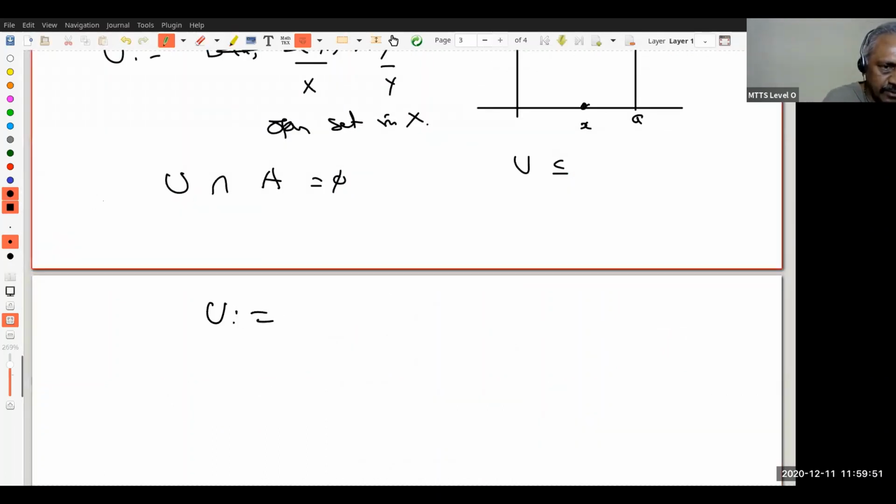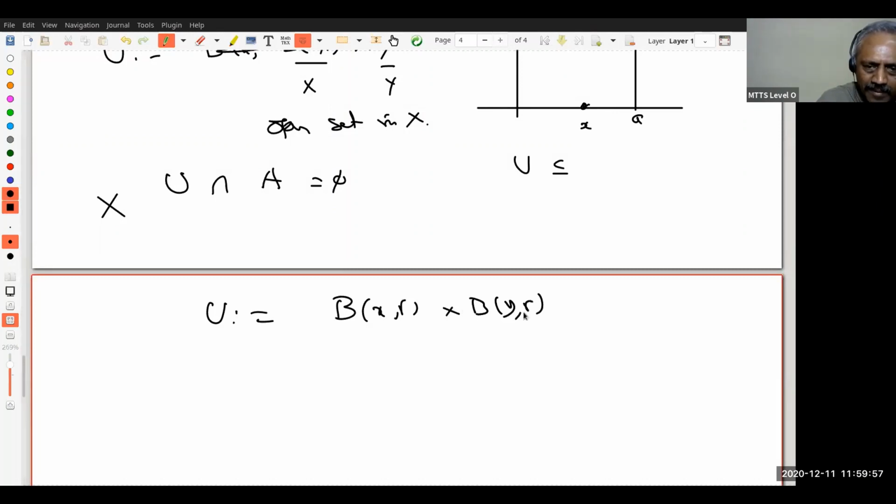So forget this, take U to be B(x, r) cross B(y, r) itself. Then we know this is nothing other than B((x, y), r). We have seen it in our product metric. Now again and again you can see why we spent a lot of time, one full hour, to understand open balls in our examples. You can see it pays dividends to us now. Do you appreciate this? Very good.